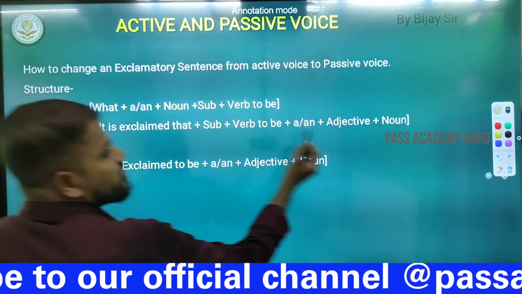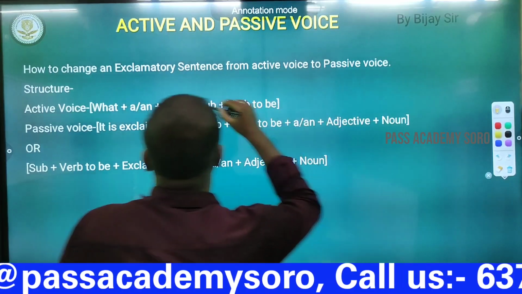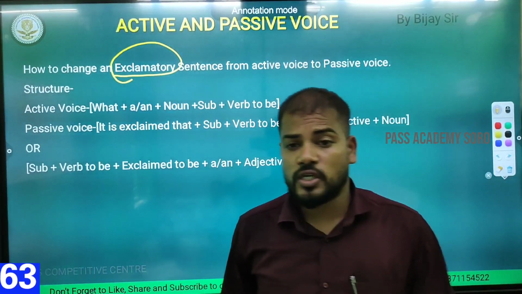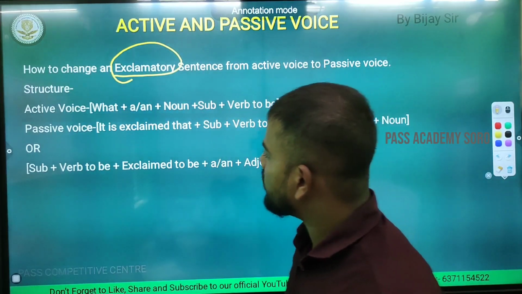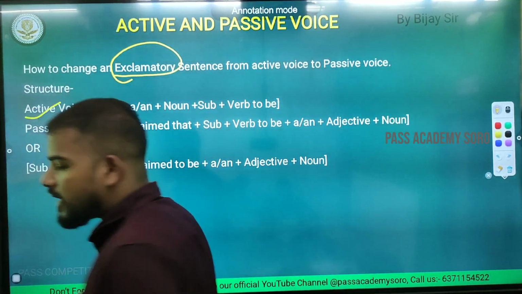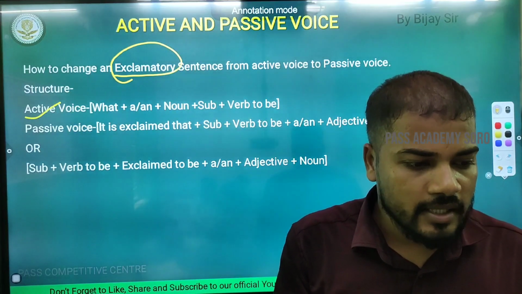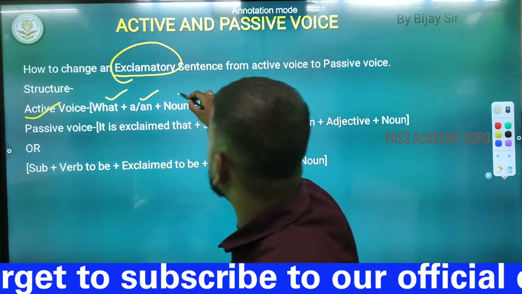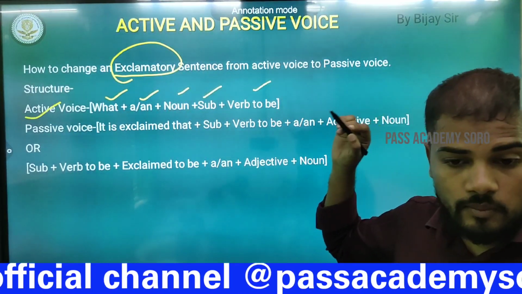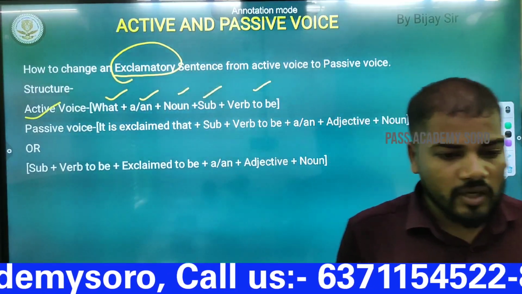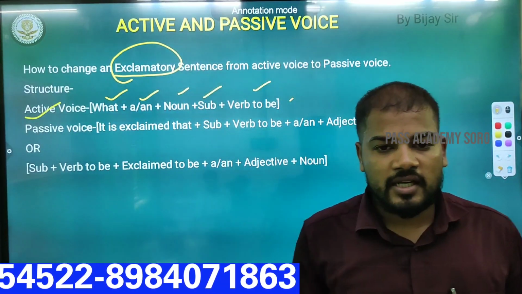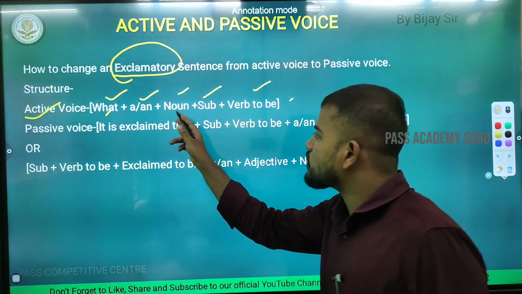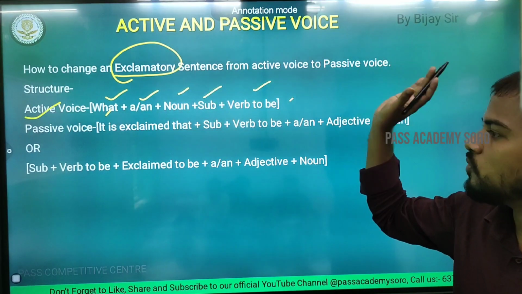So if there is an exclamatory sentence, how to change into passive voice? The structure is very simple, dear student. In active voice, if there is an exclamatory sentence, the structure will be what plus a or an plus noun plus subject plus verb to be. Verb to be means is, am, are, that be verb. If our sentence is an exclamatory sentence, the structure will be what plus a or an plus noun plus subject plus verb to be.